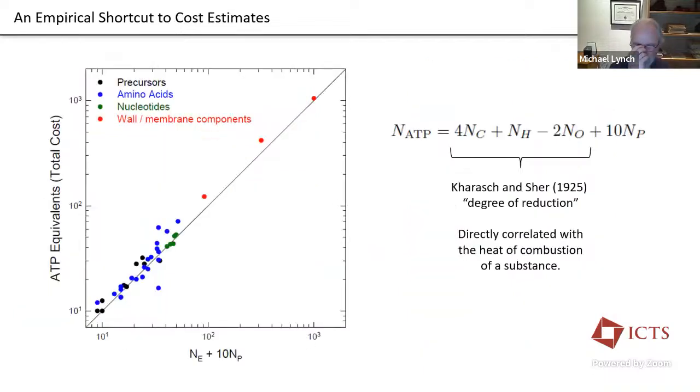But we recently discovered there's a remarkably simple way of calculating the cost of a biomolecule, one of these building blocks that I just mentioned, without any knowledge of the biochemical pathway. And what I've illustrated here is results for amino acids, various precursors, nucleotides, and wall and membrane components, which I'll talk about in a minute, lipids and peptidoglycans. We know what these costs are based on biochemistry. That's the values on the y-axis here.